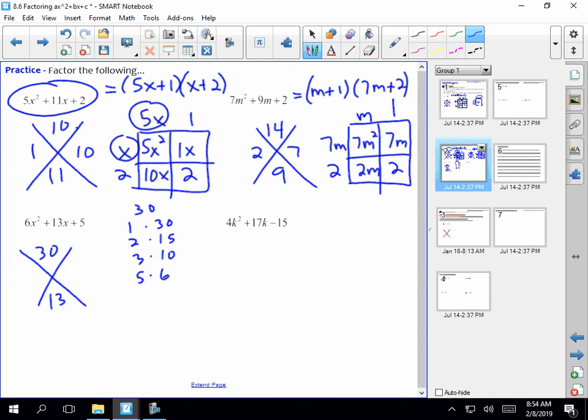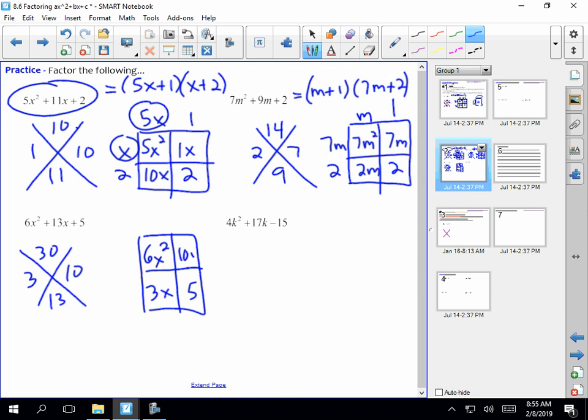Yeah. Well, these ones have a difference of 13, so if there's a negative in it, you write it. But these are all positives. They got to add to equal 13. So we've got a 3 and a 10 here. And so we got the box. So we've got 6x squared up here. We've got 5 down here. 3x here, 10x here.